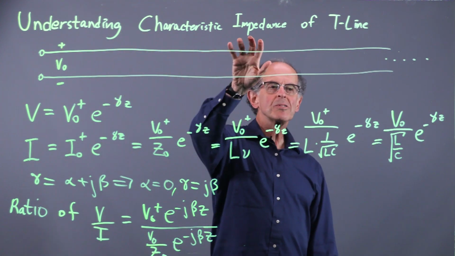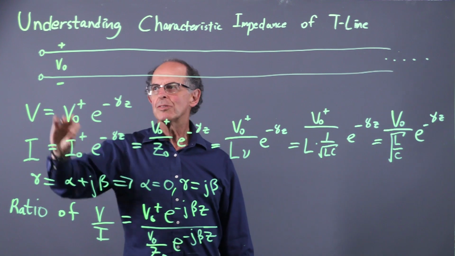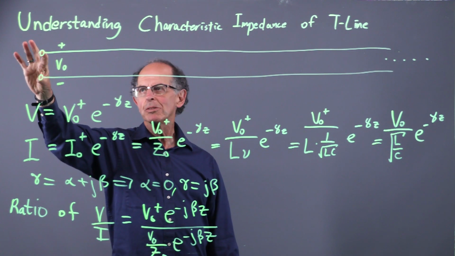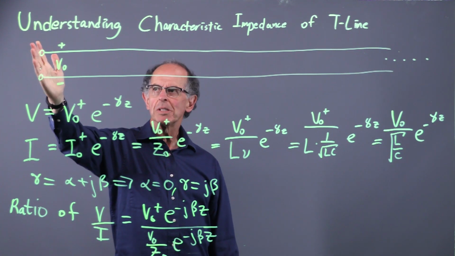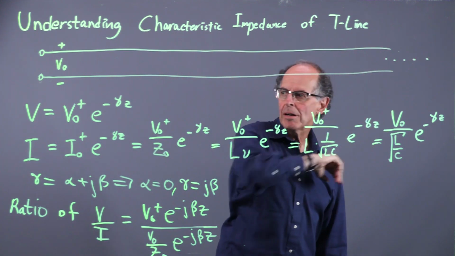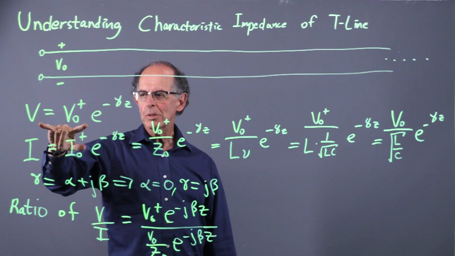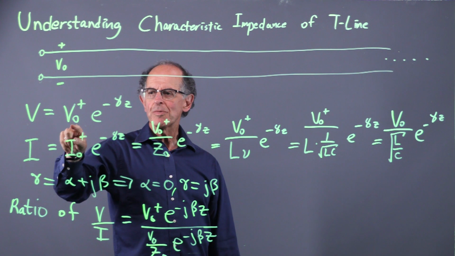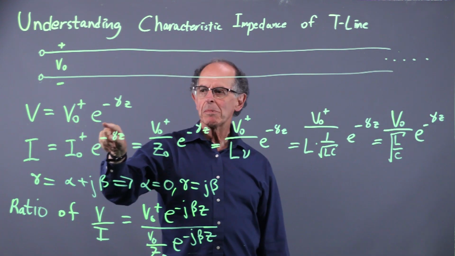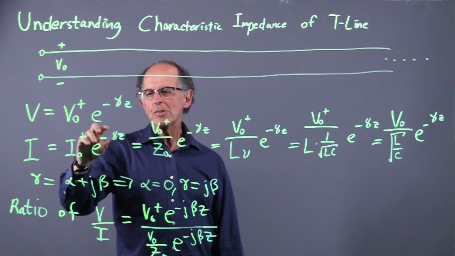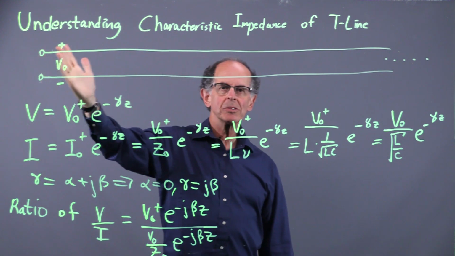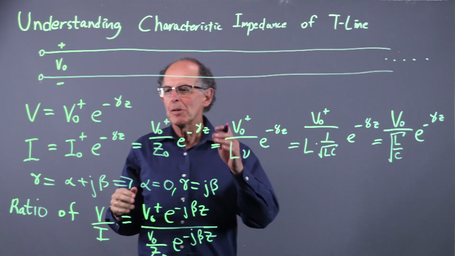Understanding characteristic impedance of transmission lines. Here we have a line with the voltage source across it, V0. The line goes on and on and on. We know from previous work that V equals V naught plus times e to the minus gamma z represents a wave going in the direction of increasing z to my right.